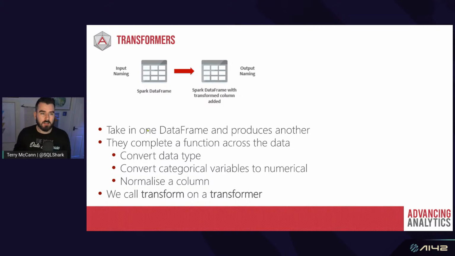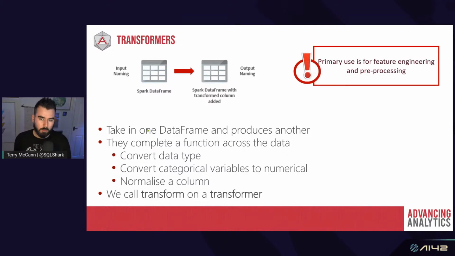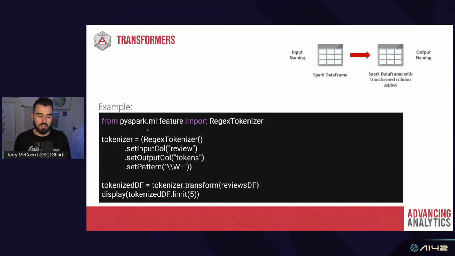A transformer is something that you might want to use if you need to make some kind of change to your data, and that is a change that doesn't require you to look at the data. That might be changing the type, converting something, or trying to normalize some data. Typically, we'll call transform on a transformer, and one of them might look something like this, okay? This is a Regex Tokenizer, so all it does is take a corpus of text, a string of text, and break down every single word in there into an array of individual words. And it looks a bit like this.